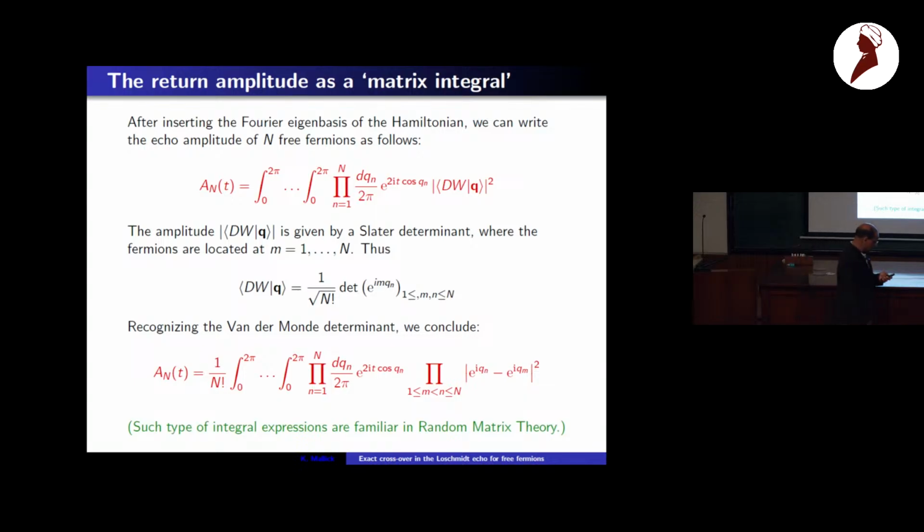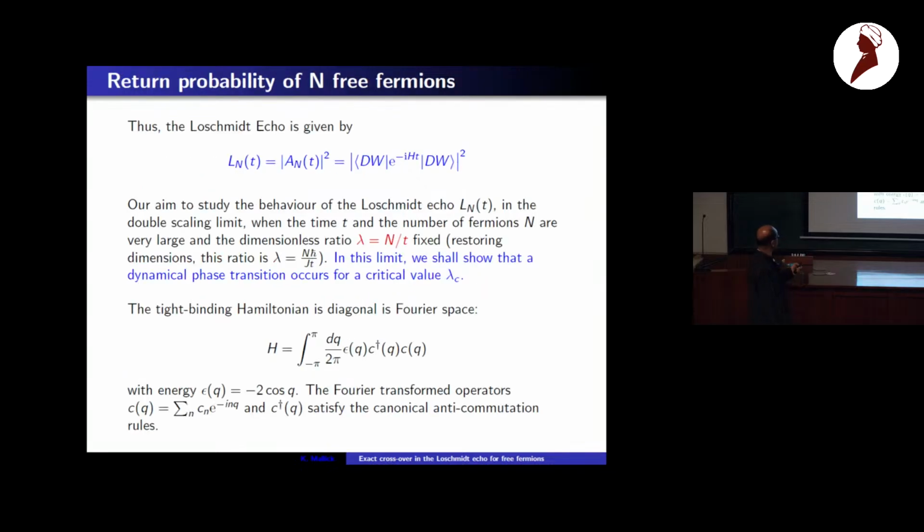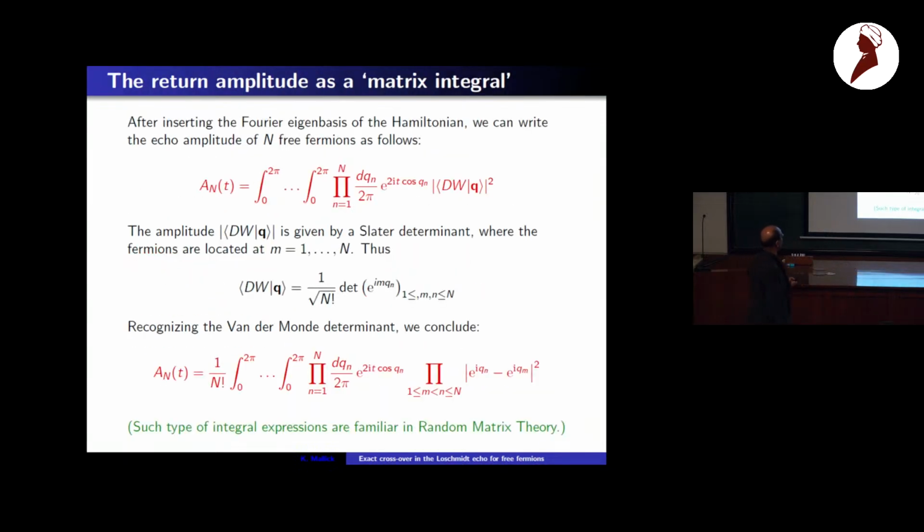Okay. So now the first thing to realize is that this Loschmidt amplitude, we'll first talk about the amplitude and then in the end take the square of the modulus. This Loschmidt amplitude, you can write it as a nice integral form, as an n-fold integral in the basis of the momenta. I will just explain a bit later how this form comes. What you have to compute is an n-fold integral of dq, exponential of 2it cos q, and then the modulus square of this amplitude.